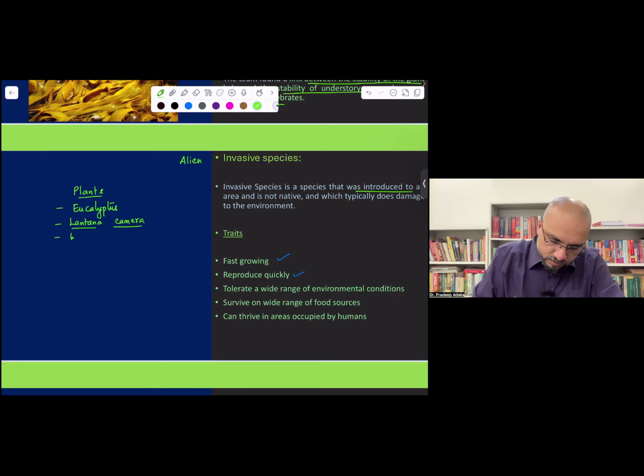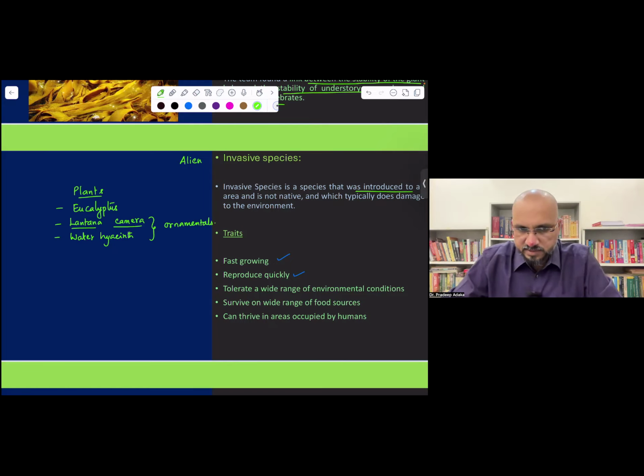water hyacinth. So these two were brought as ornamentals. So water hyacinth is an aquatic plant. Lantana camera is a mesophyte. But lantana camera produces very beautiful flowers.